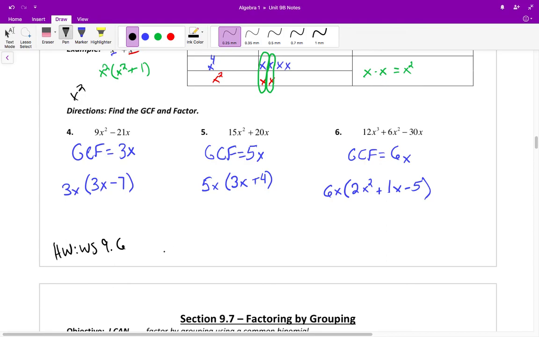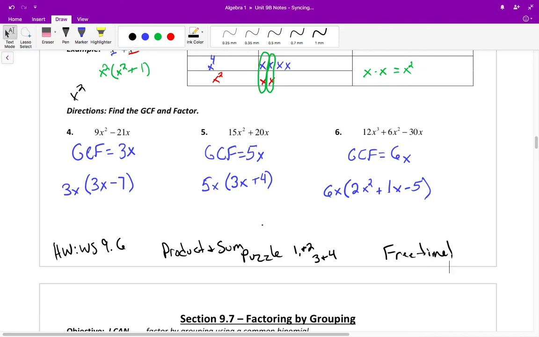They're called product and sum puzzles. And they're kind of a fun way to do a math brain teaser kind of thing. And there's a couple of them, so make sure you work through both of them. If you get through product and sum puzzles 1 and 2 and 3 and 4, then you can have free time. Otherwise, guys, you should have something that you're working on most of today.